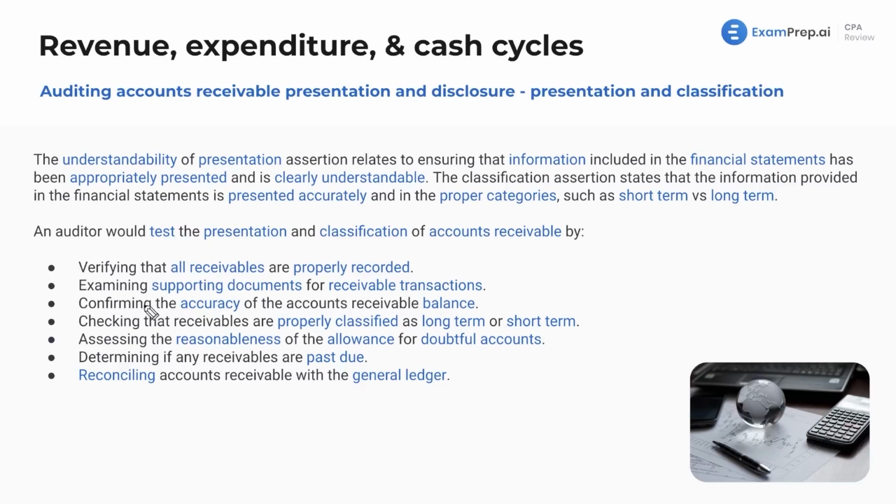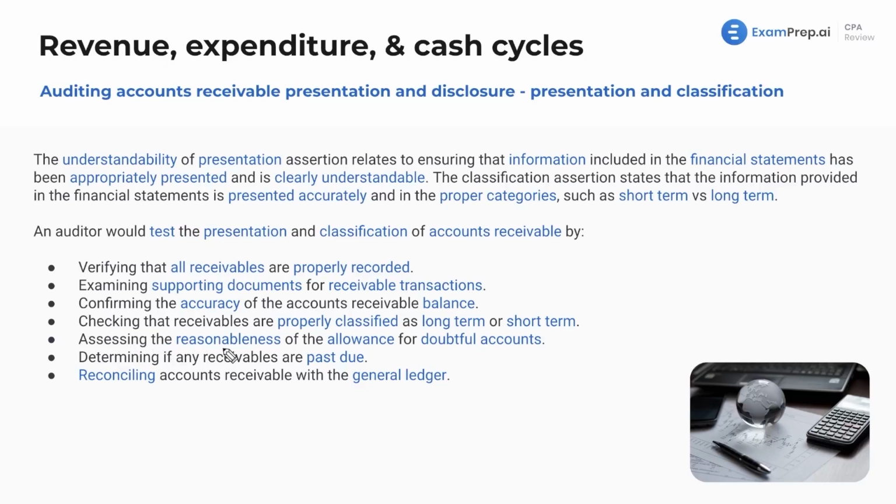Next, we can examine supporting documents for receivable transactions, look at any documentation, and get any detail on those, confirming the accuracy of the balance. A lot of the actions that we've taken in the prior assertions are going to help us with the presentation and classification here. Checking that receivables are properly classified as long-term or short-term is another great way. Again, if it's a long-term contract versus a normal 30-day sale, that's something we could properly classify.